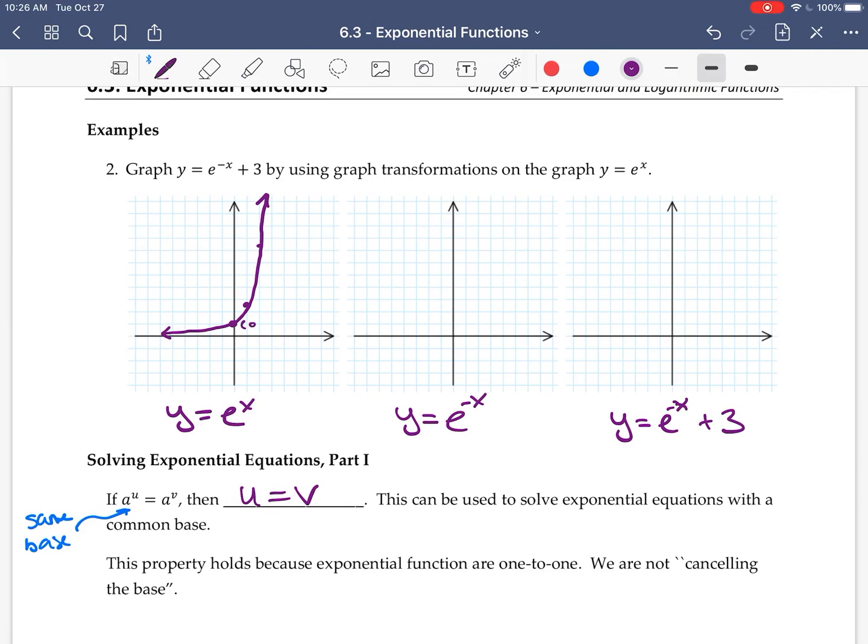So this is 0, 1. This is 1 and e. And this is 2 and e squared. So if I do e to the minus x, that's a reflection over the y-axis. So the point at 0, 1 is going to stay, but now I'm going to have negative 1 and e and negative 2 and e squared.